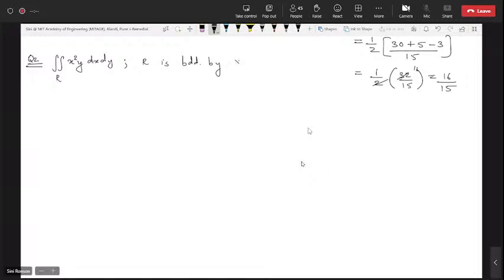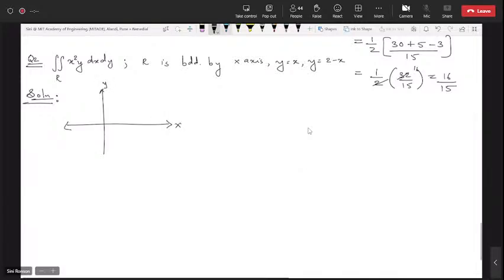x-axis, y equal to x and y equal to 2 minus x. Okay, so this is the question. Come on. First of all, we'll draw the region. So draw the curves that are given to you. This is y-axis, this is x-axis.